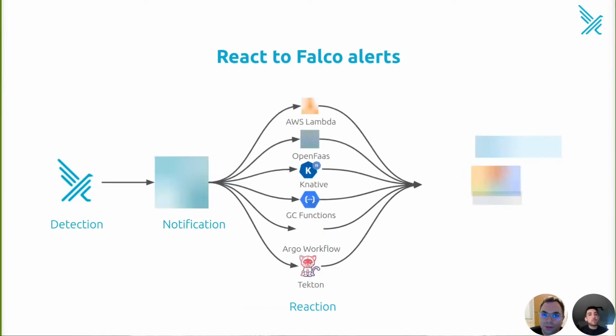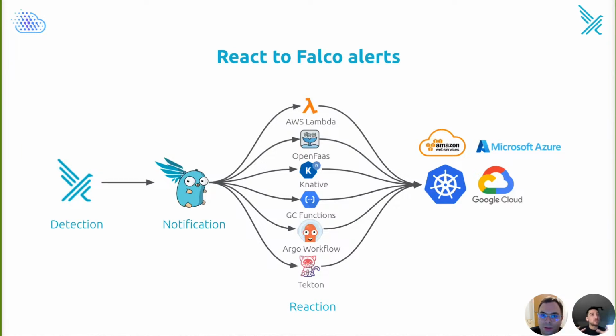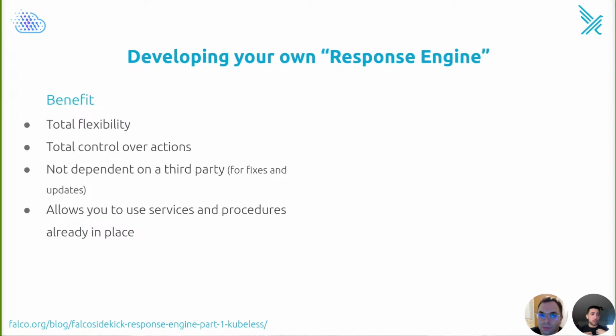Fortunately, with Cyclic, we have the integrations of Lambda function, OpenFaaS, Knative, basically FaaS and serverless. It works and you can do whatever you want. It's really modular. We call this pattern the response engine. We have some benefits. For example, you have total flexibility because you can connect Falco and Cyclic to whatever. You can develop the functions in your own way. You have total control over them. You can do what is relevant for you.